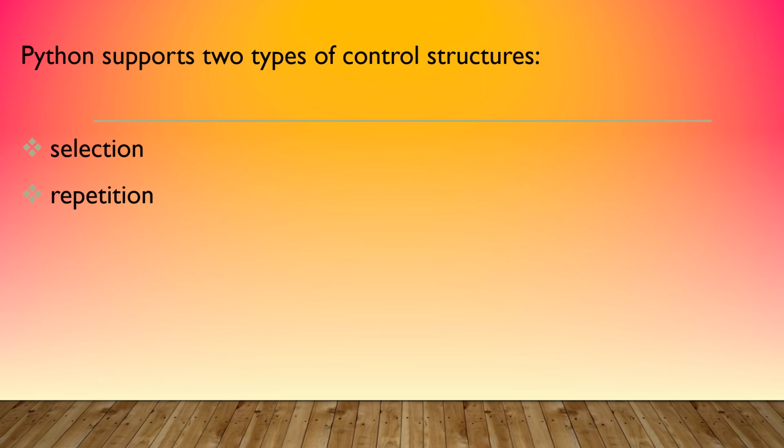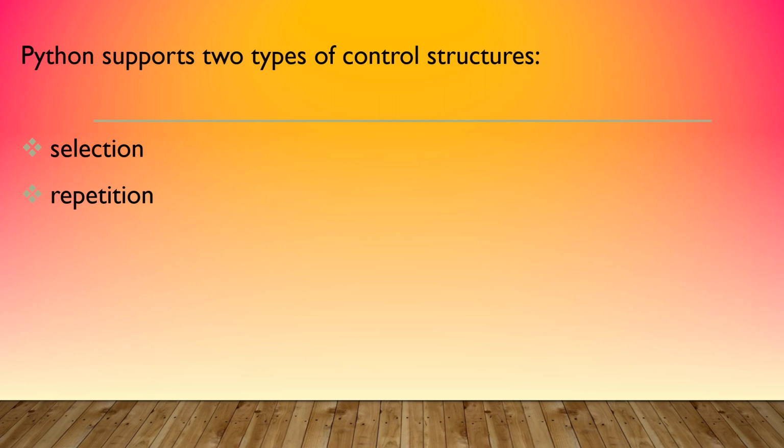Selection means choosing one alternative among two or more alternatives. For that purpose we will be using the if statement, if else statement and else if statement. If only one alternative has to be chosen, then we use the if statement. If we need to choose among two alternatives, two-way execution, then we use if else. If we need to choose among many alternatives, then we use an else if ladder.